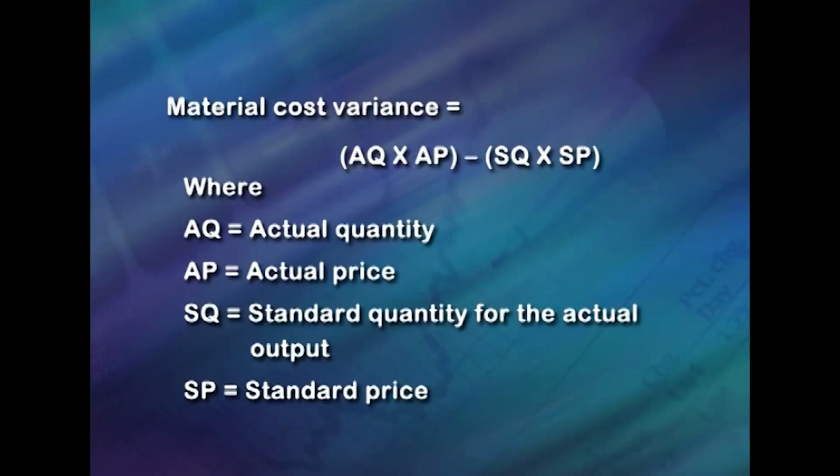This can be computed by using the following formula. Material cost variance equals the actual quantity into the actual price minus the standard quantity for actual output into the standard price. An adverse material yield variance would indicate a loss of proportions through wastage, overcooking or pilferage. The reason can therefore be located and corrected to control profits.